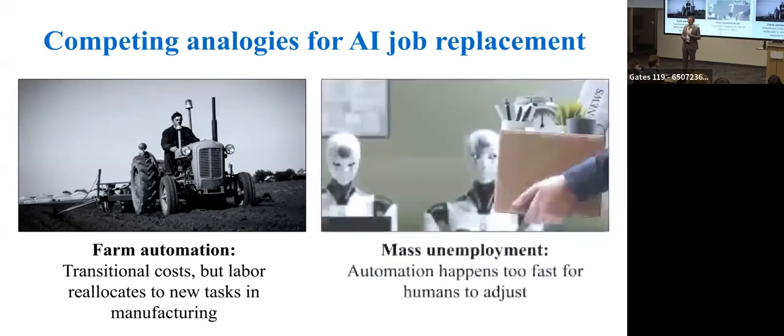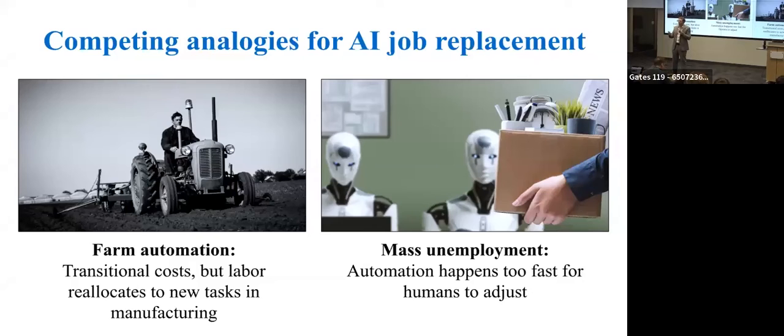The other option is mass unemployment, right? The automation just happens too fast, right? You can imagine a world where even humans who lose their job start retraining for another job. Before they can finish that retraining, the AI is better at that task too, right? And you end up in a world where you get systematic and wide-scale unemployment.